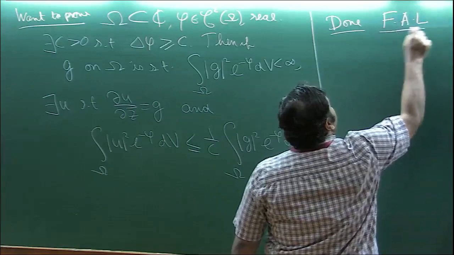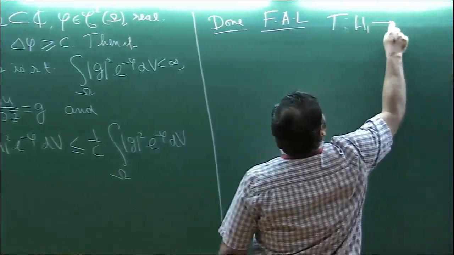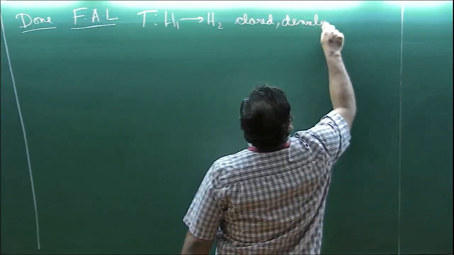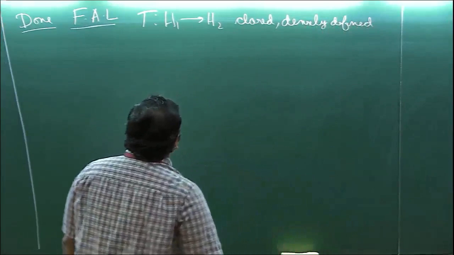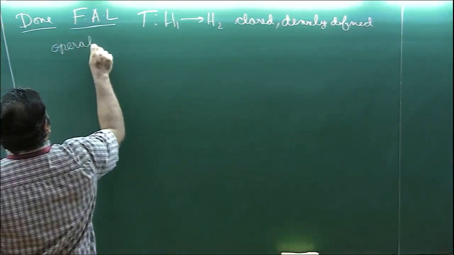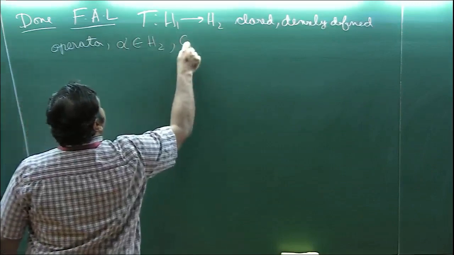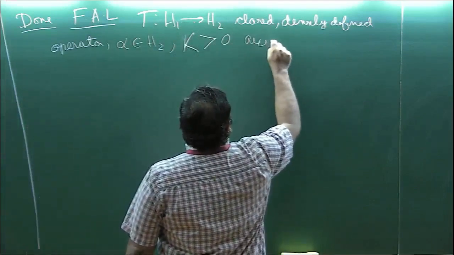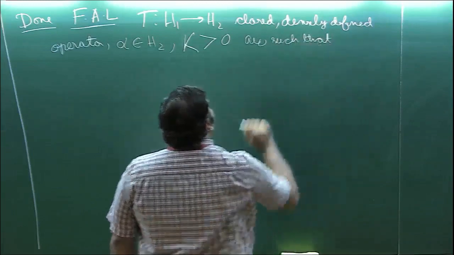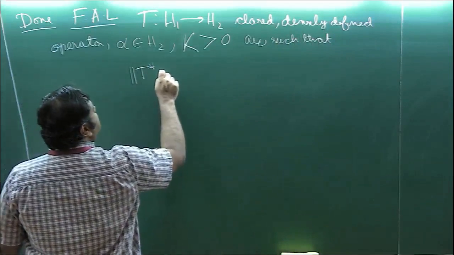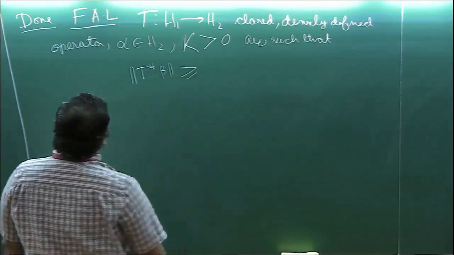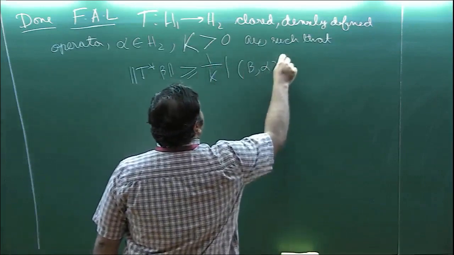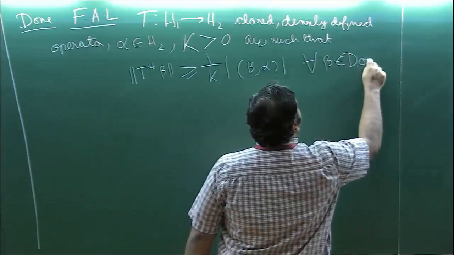And what we have done till now is the functional analysis lemma, which says the following. So T from H1 to H2 is a closed, densely defined operator. Alpha is in H2, and let's not call it C today. I'll rename it K. K greater than 0 are such that we have norm of T star beta is greater than or equal to 1 over K times the norm of beta for every beta in the domain of T star.